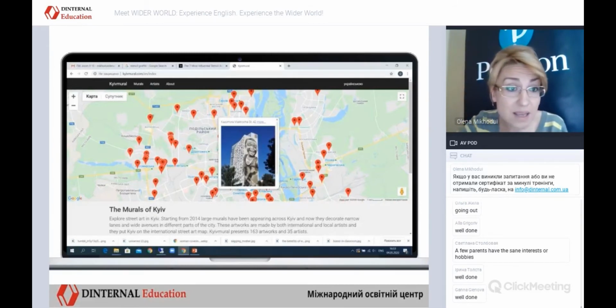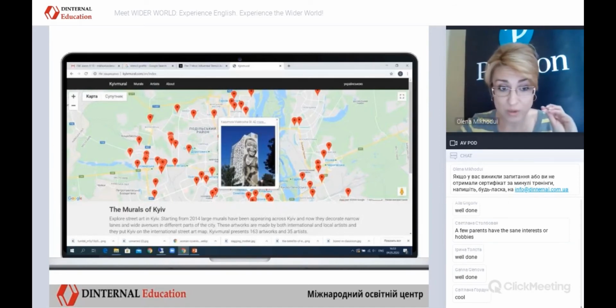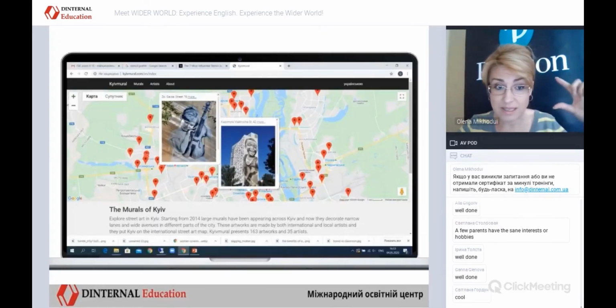What I came across by accident is a website called Kiev Murals, the murals of Kiev. You just Google, you will easily find that. And it's very simple. You can try it with your students, even if you don't live in Kiev. There is this interactive map of Kiev, and when you click on a location, you can see the mural, and they give you the address of that building, so you can go and see it with your own eyes.